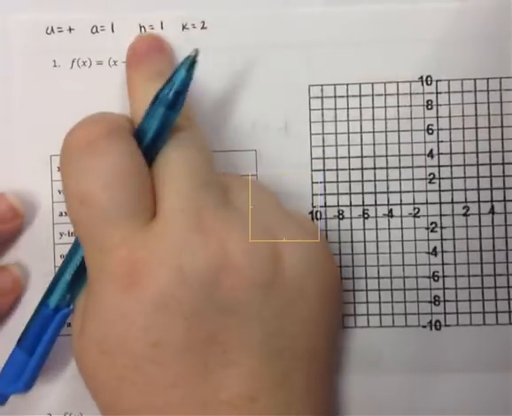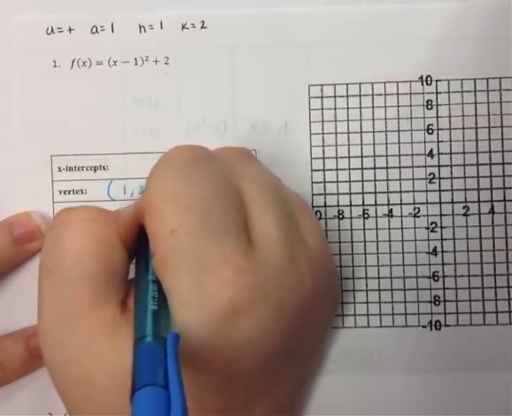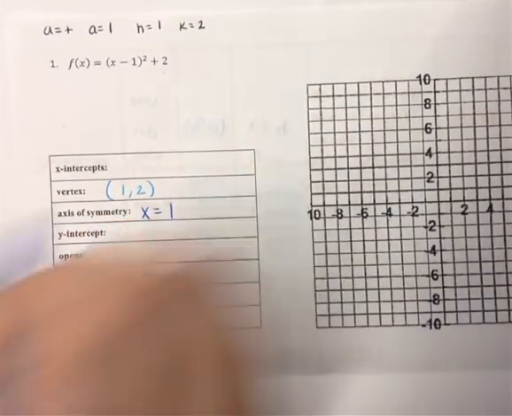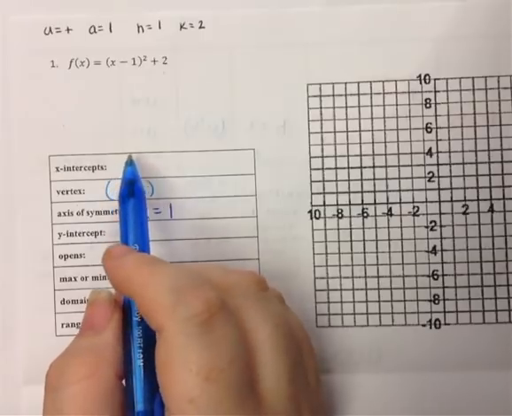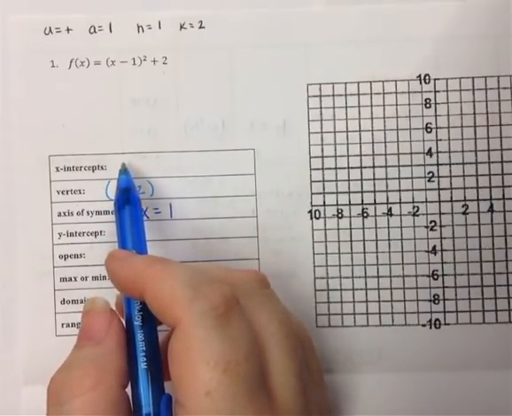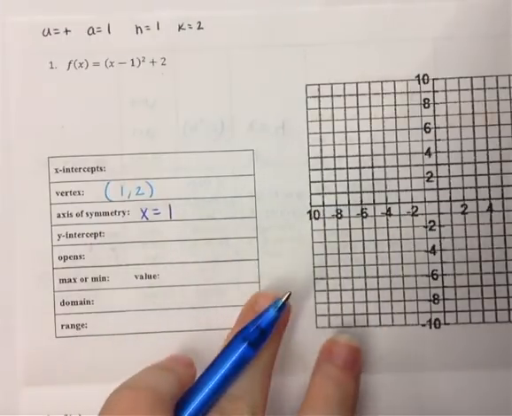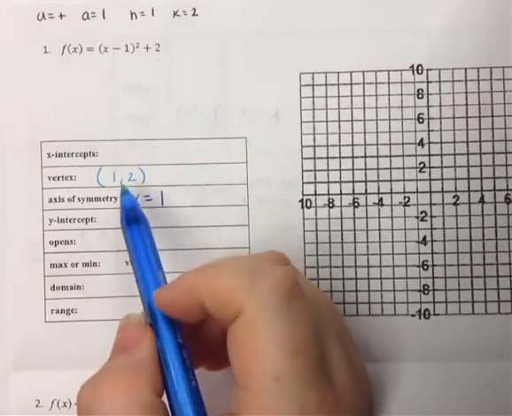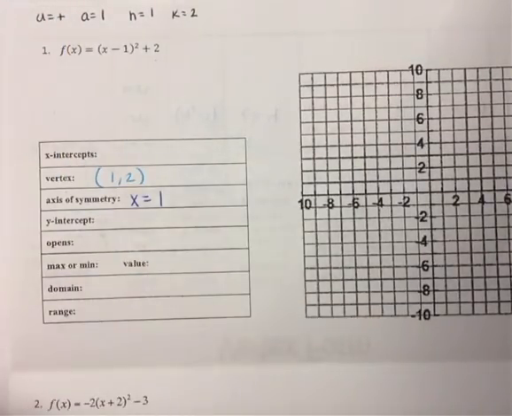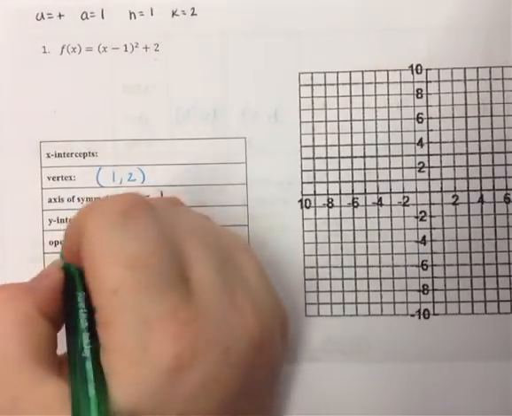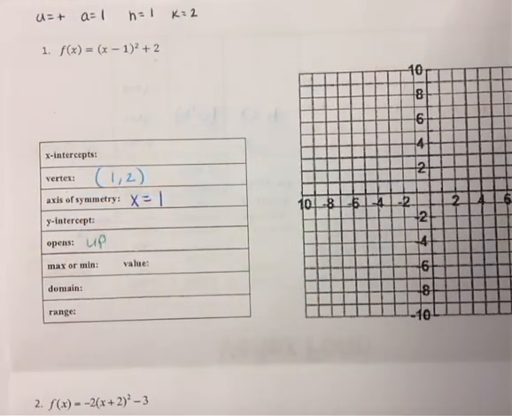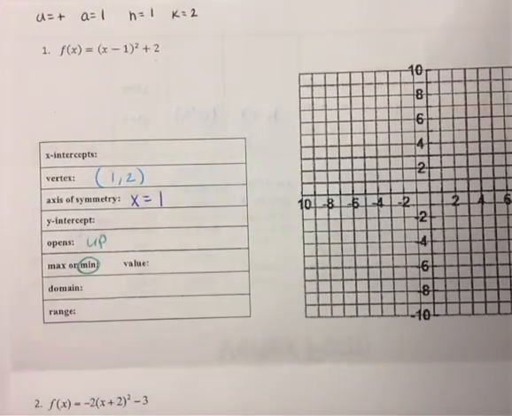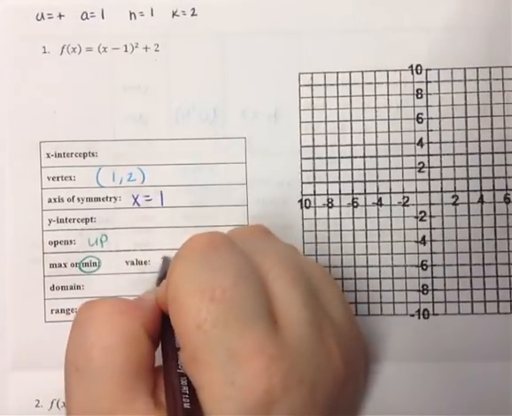Our vertex comes from our h and k, so our vertex is 1, 2. Therefore, our axis of symmetry has to be x equals a positive 1. Notice I have not found the x-intercepts yet because I don't know if this is going to have x-intercepts or not. We're going to wait on that until after we've graphed it to see if it's even going to cross the x-axis. And I can actually determine right now if it will. Because our a value is positive, it's going to open up. And since it's opening up, we're going to have a minimum value, and therefore our minimum value is the y value of 2.